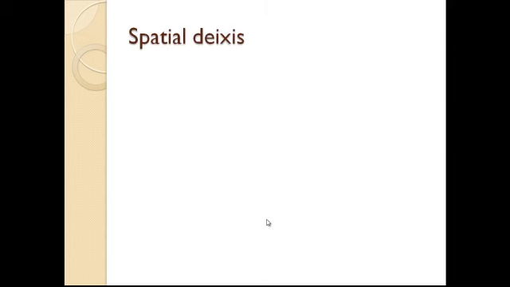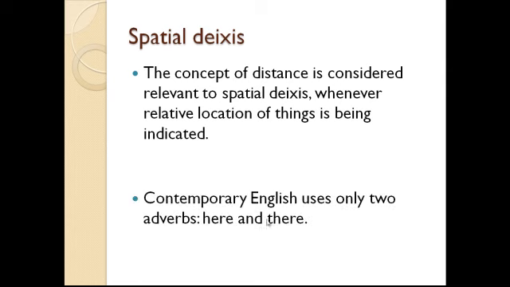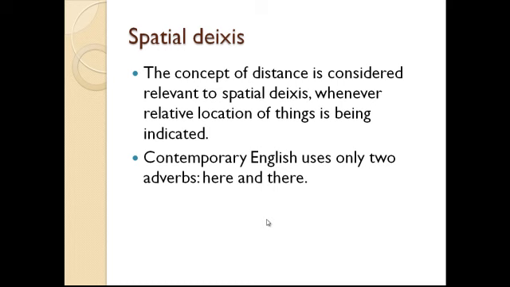The next category of deixis that we're going to look at is spatial deixis. What is spatial deixis all about? The concept of distance is considered relevant to this type of deixis, whenever the relative location of things is being referred to or indicated. Contemporary English uses only two adverbs as spatial deictic expressions, and these are "here" and "there."